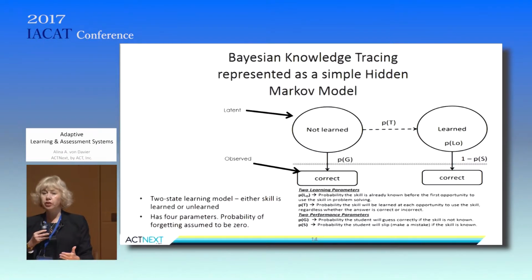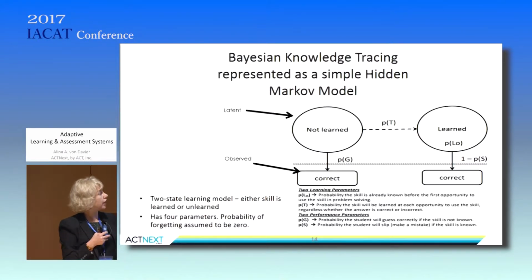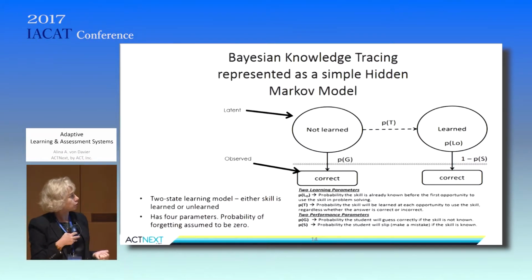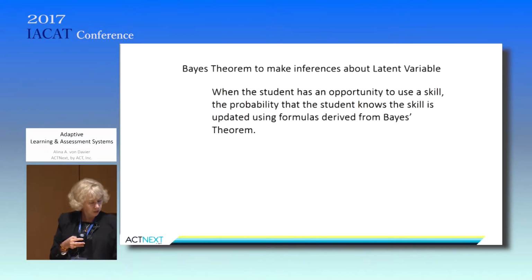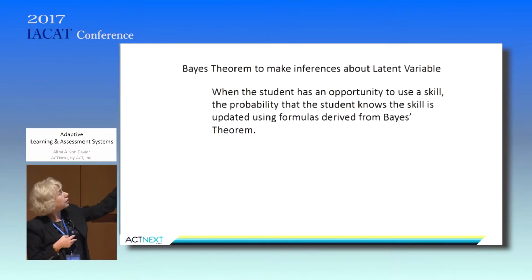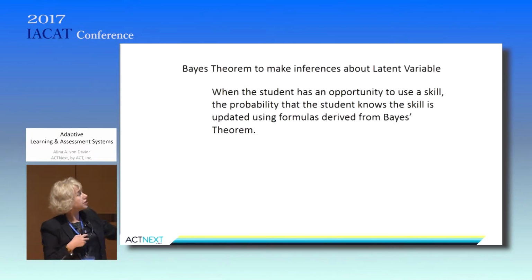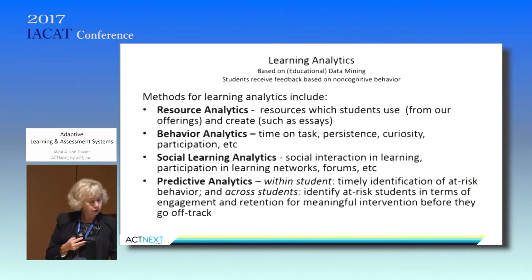And it has 4 parameters. And in the original version, the probability of forgetting was assumed to be 0. So this is the model with which we are working right now. And of course, traditionally it's estimated in a Bayesian framework, so we would work with that.